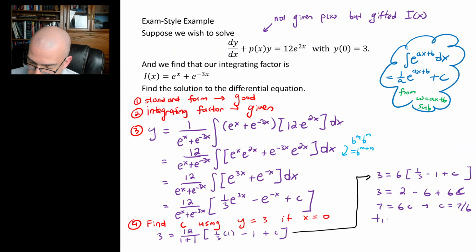Thus, let's see if we can all fit down there. Let's see. We got y is equal to 12 over e to the x plus e to the negative 3x times 1/3 e to the 3x minus e to the negative x plus 7 over 6.